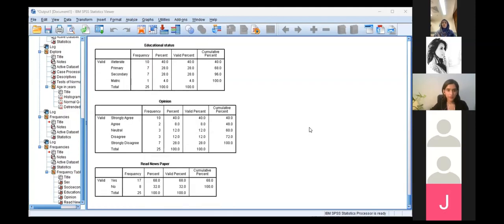And when you talk about opinion, what do you think? It's on a Likert scale from strongly disagree to strongly agree. What do you say? So a higher percentage is strongly agree. And reading newspaper, I think someone mentioned that a high proportion, about 68%, read the newspaper, right? So this is how we analyze the categorical variables. This is how we report them, right?